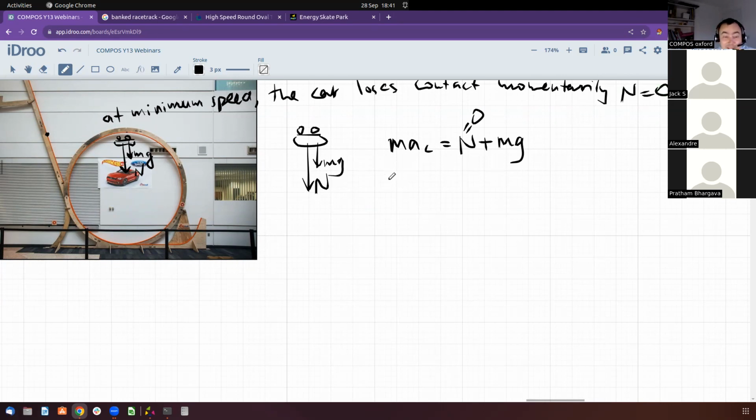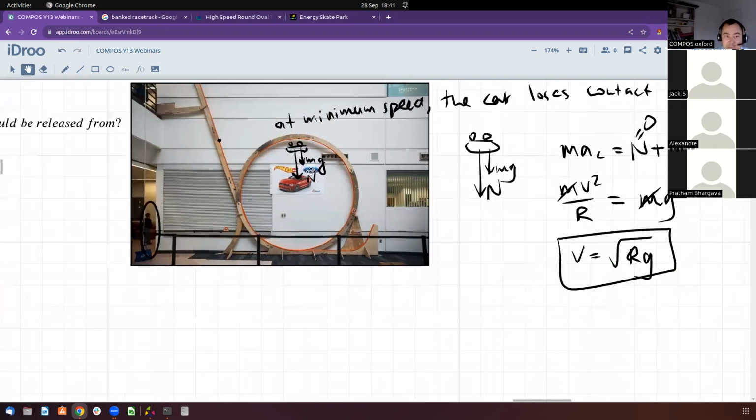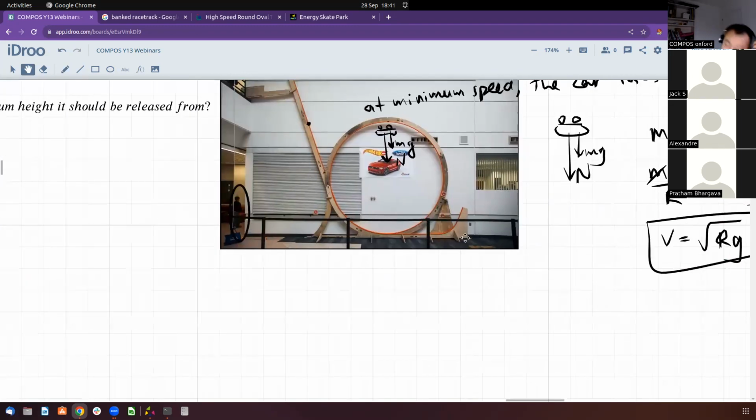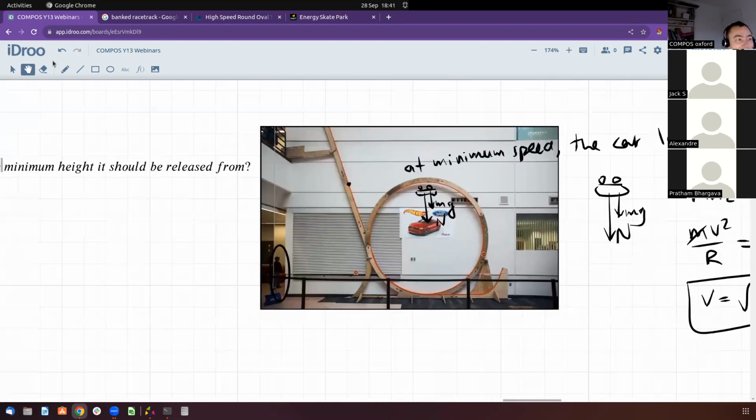So mv squared over r is equal to mg. The m cancels, and v is root rg. That's the minimum speed that we need in order for it to make the loop. And it is, Pratham, well done. And then you just need to calculate.